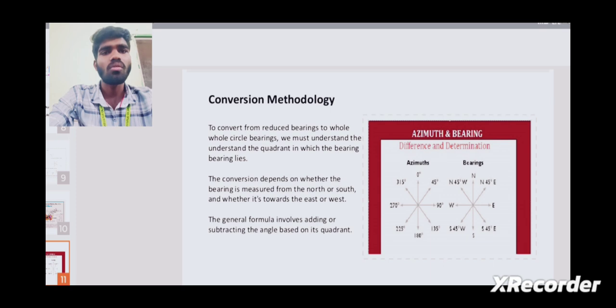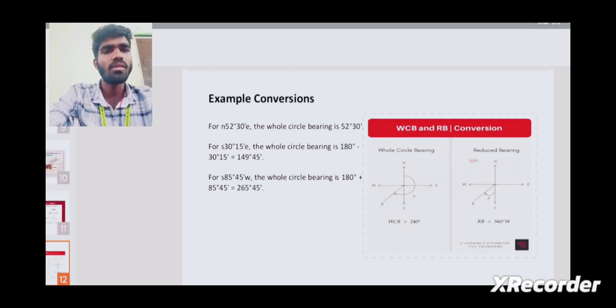Conversion methodology. To convert from reduced bearing to whole circle bearings, we must understand the quadrant in which the bearing lies. The conversion depends on whether the bearing is measured from north or south and whether towards the east or west. The general formula involves adding or subtracting the angle based on the quadrant, and these are shown in the figure.